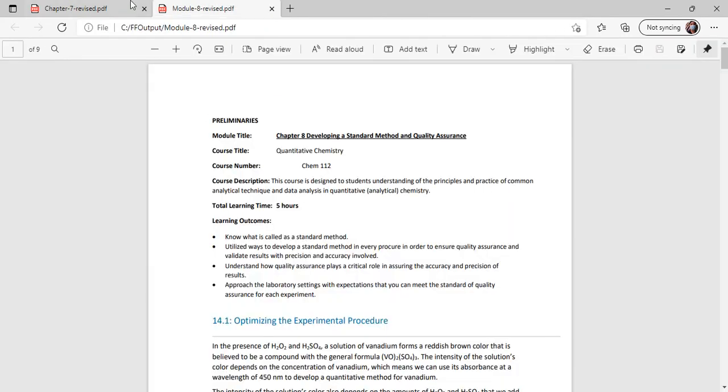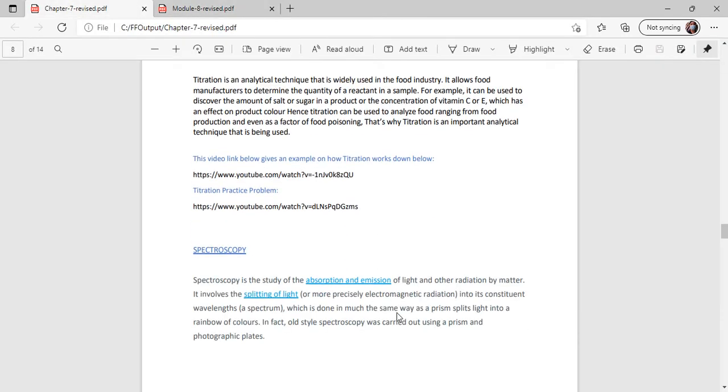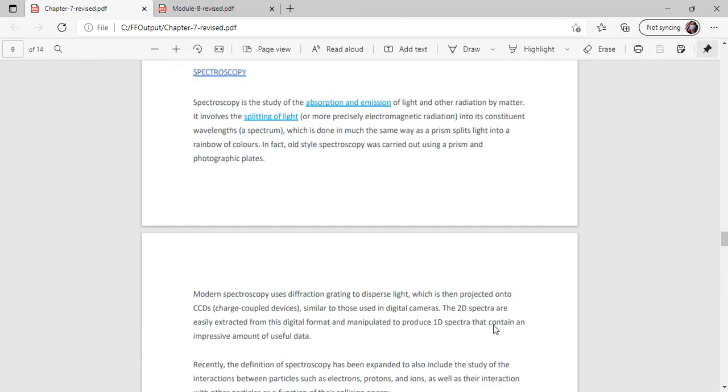Okay, so those are the calculations in titration. So, let us now proceed to spectroscopy. Spectroscopy is the study of the absorption and also emission of light and other radiation by matter that involves the splitting of light. Or more precisely, it is the splitting of electromagnetic radiation into its constituent wavelengths, or spectrum, which is done in much the same way as a prism splits light into a rainbow of colors.